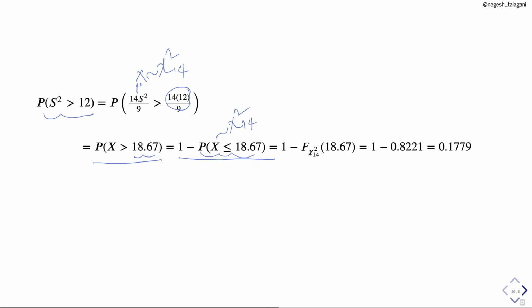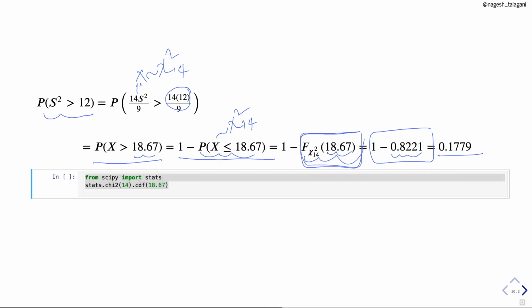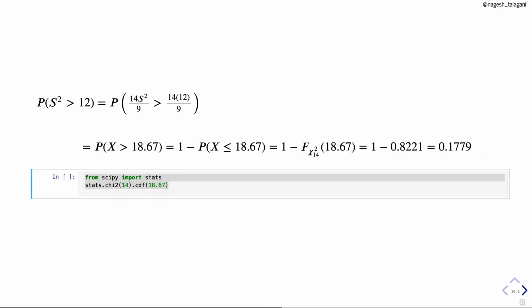So the probability of x less than or equal to 18.67, I can write as the CDF value of the chi-square distribution with 14 degrees of freedom at 18.67. This value will be 0.8221. So 1 minus 0.8221 will be 0.1779. To get this CDF value, we can use the scipy package. We can import stats from the scipy package and create this chi-square random variable with 14 degrees of freedom. Then you can call the CDF method at 18.67. Let me show you the value here.